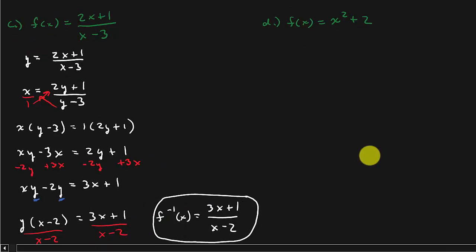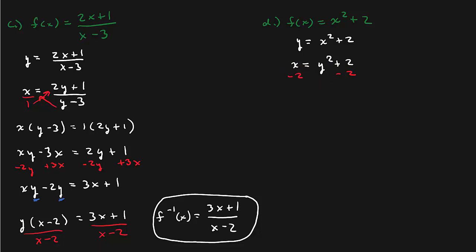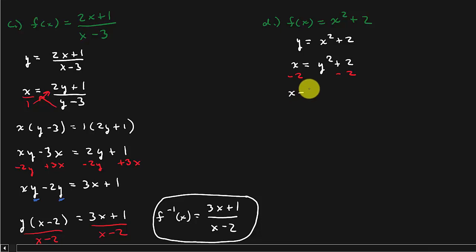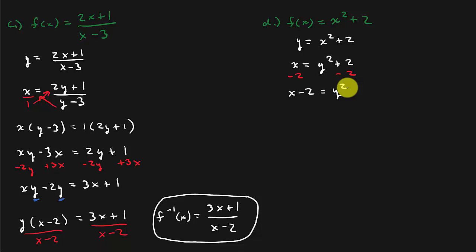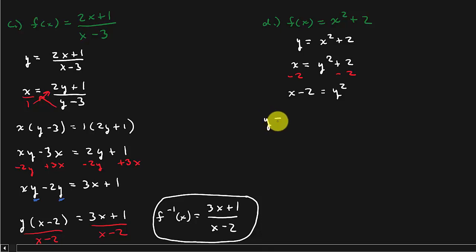All right, let's look at the next problem. So I've got y equals x squared plus 2. And then I'm going to swap the x's and y's. So I've got x equals y squared plus 2. I've got to solve for y. So I'm going to subtract 2 from both sides. Okay. So I've got x minus 2 equals y squared. All right. Now I square root both sides. So I'm going to get what? I'm going to get y equals what?